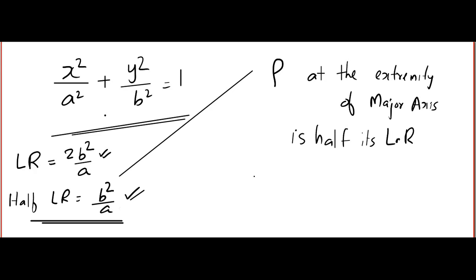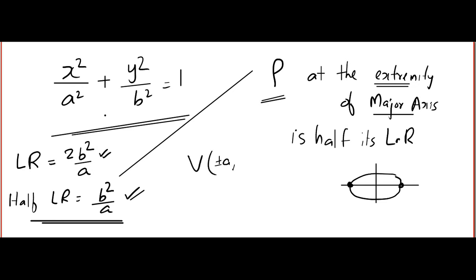Okay. Now the radius of curvature at which point? Extremity of the major axis. Now you think about it. The extreme points of the major axis means they are the vertices. And what are the vertices? Plus or minus a comma 0. So let's start.